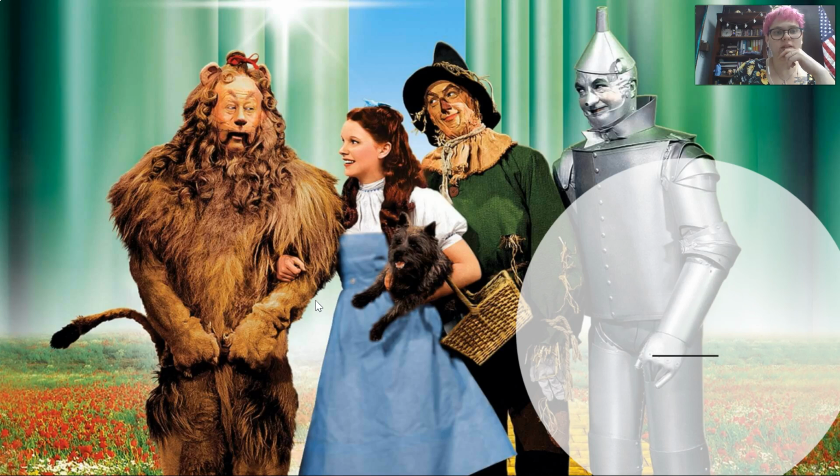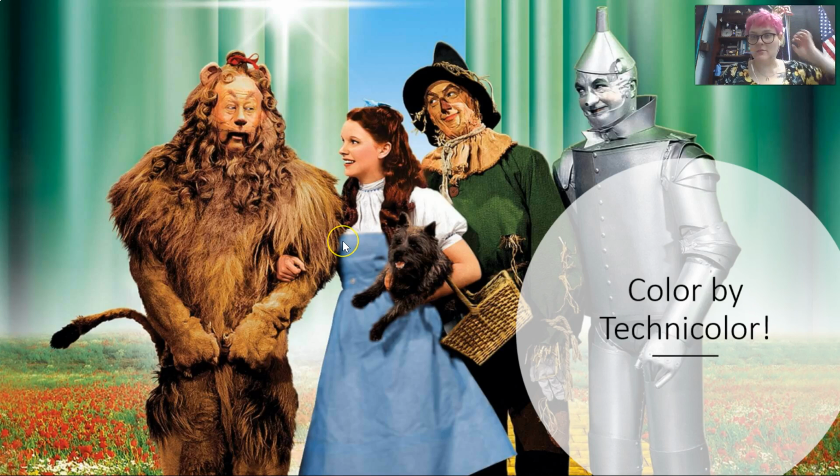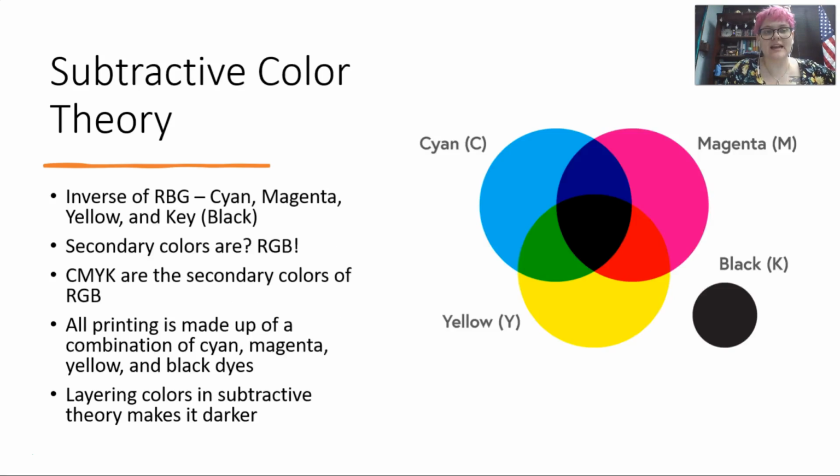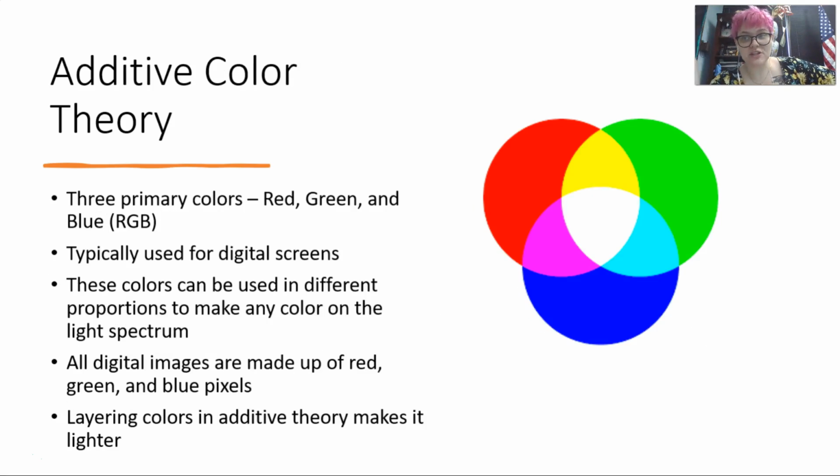Okay, so today we are going to talk about when color finally came on the scene in films, and that was because of a company called Technicolor. So we're going to start by talking about a little color theory. Now, we have two different color theories, additive and subtractive. They're the opposite of each other, add, subtract, easy.